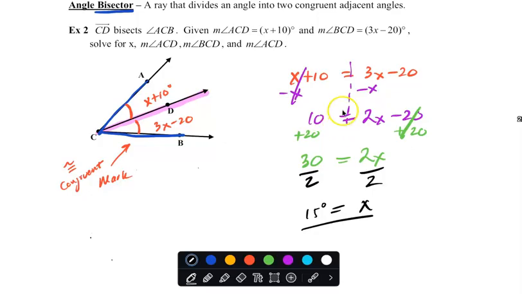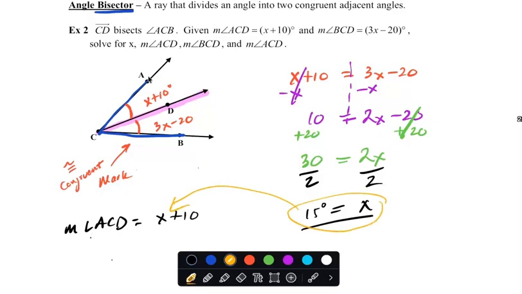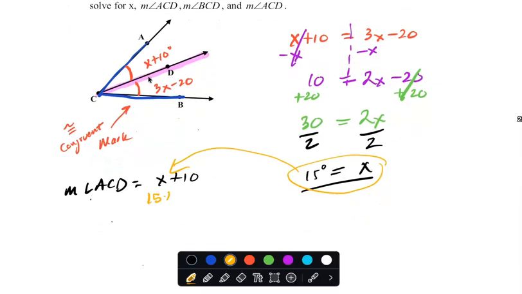Now we're not done. The question wasn't just find x. It also wanted us to find ACD. So how do I do that? Well, ACD is x plus 10. We know what x is now. x is 15, so substitute it in. 15 plus 10, we get 25.